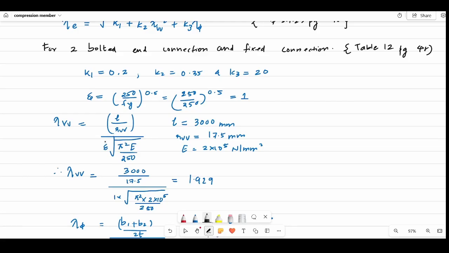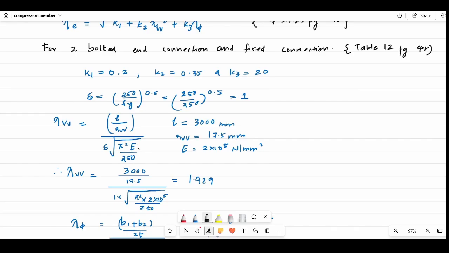This is also given in the explanation for the equation, in which this is the yield stress ratio, which is 250 by f_y the whole raised to 0.5, and the yield strength of the material we assumed is also 250, so this will cancel and this value will be 1. L is the unsupported length, center to center or the unsupported length. r_vv is the value that we obtained from IS 808 for the 90 by 90 by 6, and it is 17.5 mm.